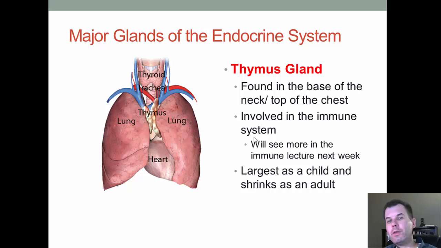And it may be the reason why we get weaker and weaker immune systems as we age, because this gland gets smaller and smaller, leaving fewer T cells for our bodies to regulate things. And so that may be an issue. And again, we're going to talk about this gland more next week with immunity. So save that thought for then, but that is an important one for the immune system as well.